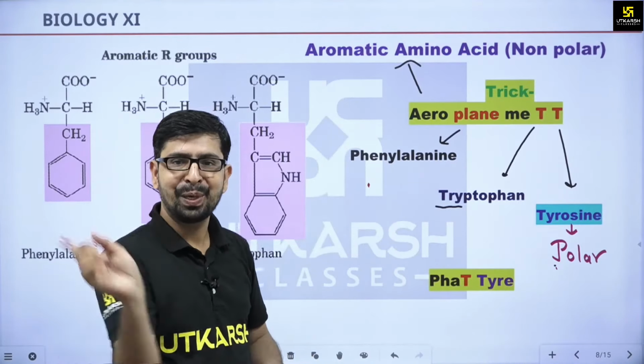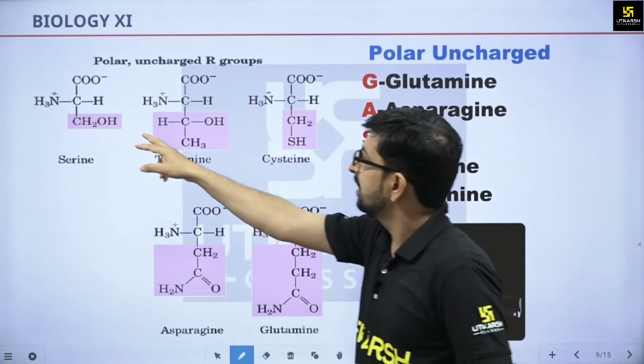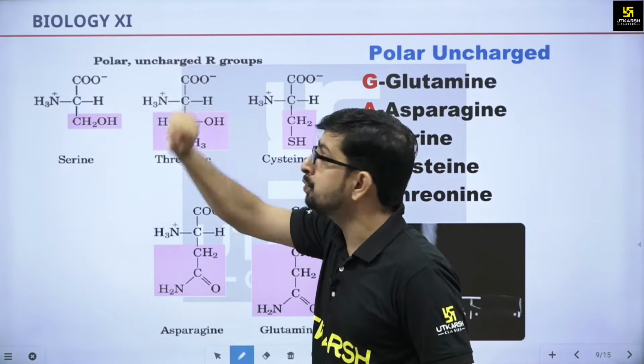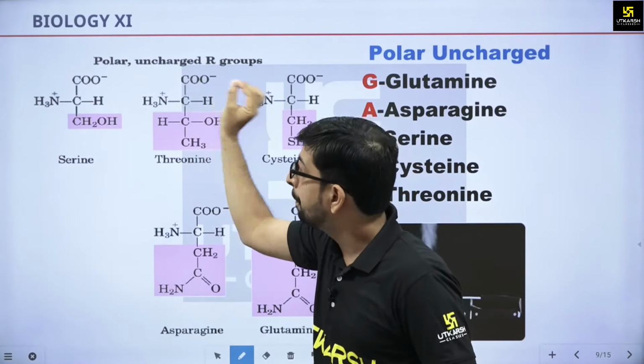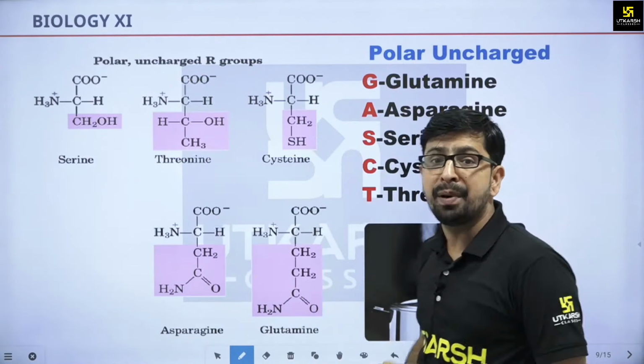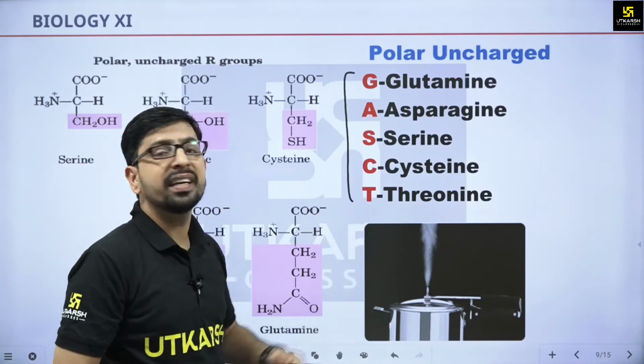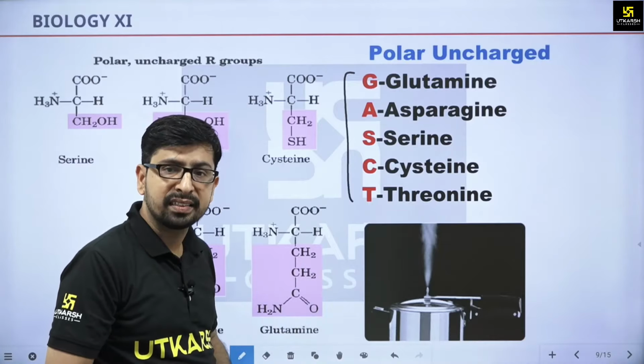Now, polar uncharged amino acids. Look at the structure. The polar uncharged R group consists of plus and minus both groups, so they are uncharged or neutral, but they are polar. How can you remember it? Look at the pressure cooker, again GASCT. G glutamine, A asparagine, S serine, C cysteine, T threonine. Okay, they are the polar uncharged amino acids. Clear?